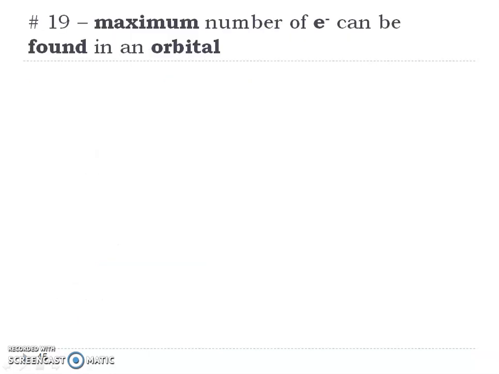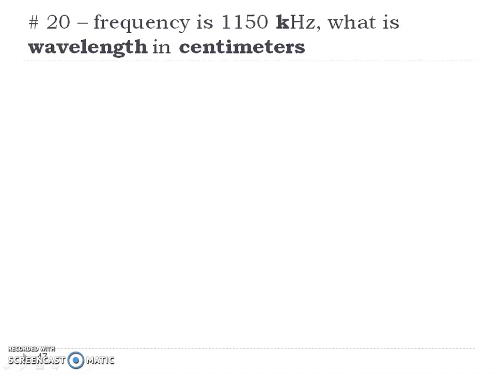Number 19. I've mentioned this multiple times, right? Each of those orbitals is a box, and in that box you can only have 2 electrons. And remember, those electrons repel each other because they're both negative, and that's why we have the opposite arrows to represent the opposite spins.